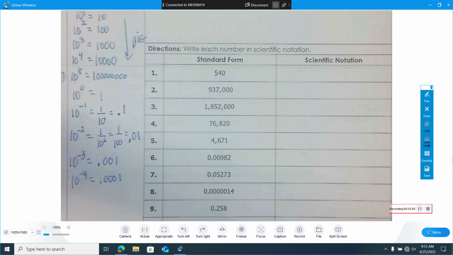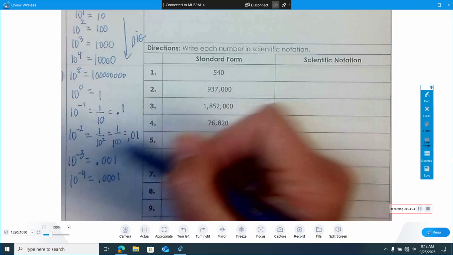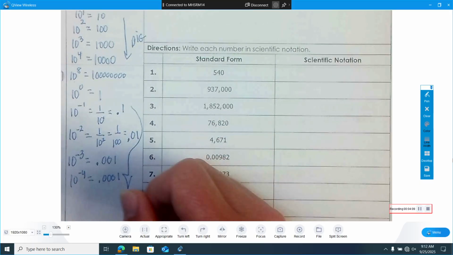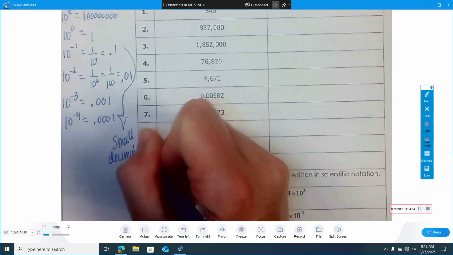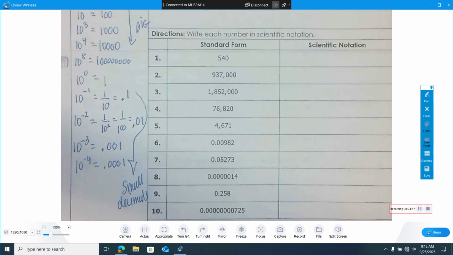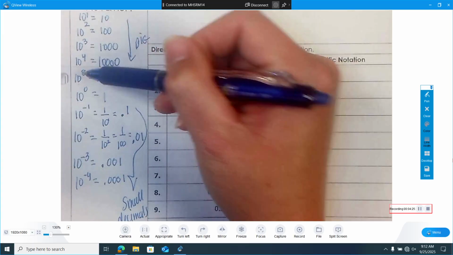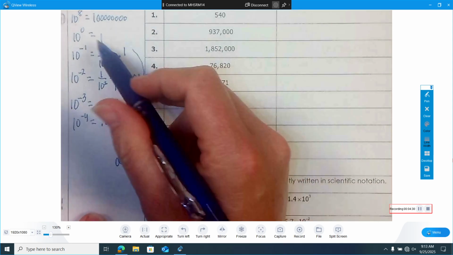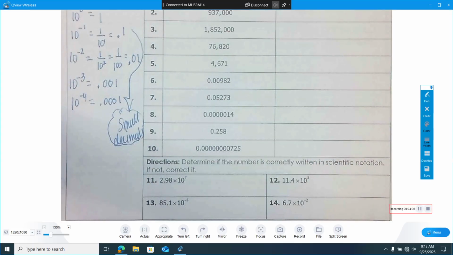All right, so what happens when we have exponents that are negative? What kind of numbers do we get? Very, very small decimals. Okay, really little. And that's something that I think makes understanding scientific notation a lot better. When we have positive exponents, we're getting very, very big numbers. When we have negative exponents, we're getting very, very small decimals.